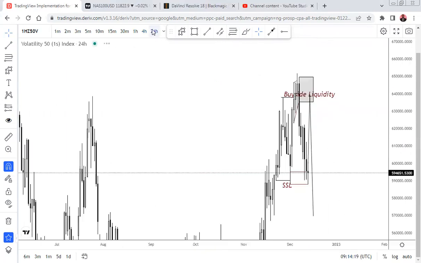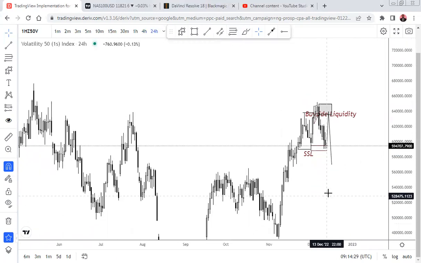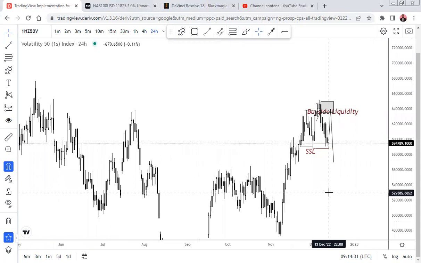So this is just how to understand liquidity. You need to study liquidity very well because this is what smart money does. They let sellers come in, retail sellers, and then they take them out. They allow retail buyers to also come in, and then they take them out. This is all about the concept of liquidity.